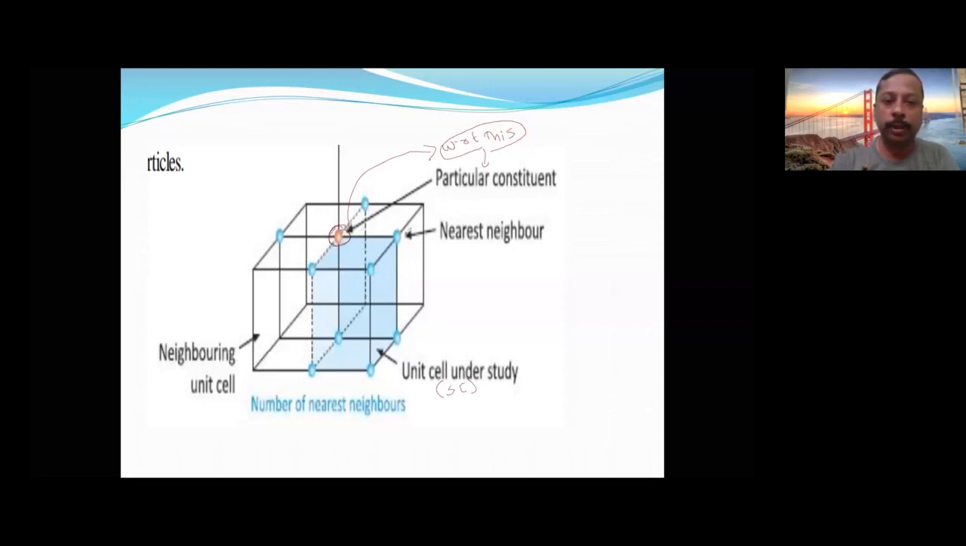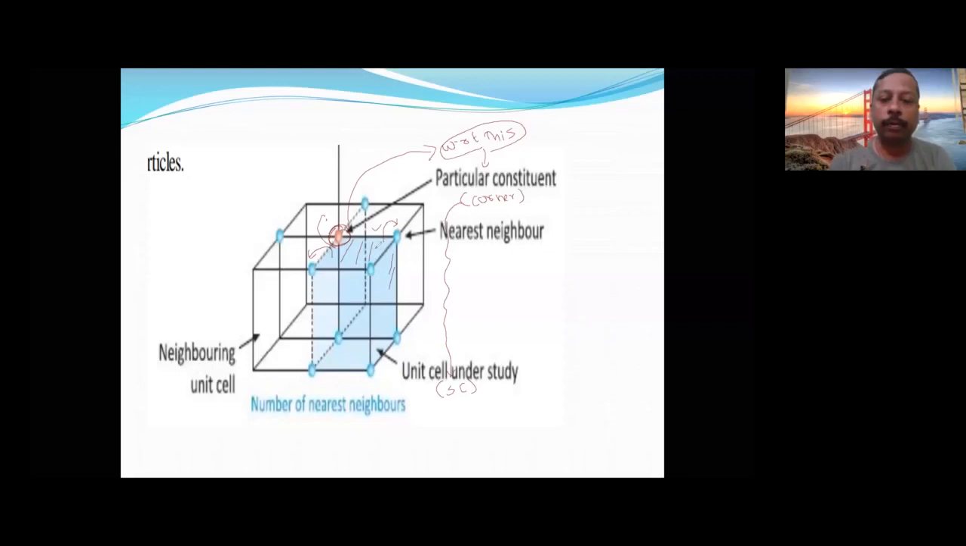Now, the nearest neighbors are these. So how many nearest neighbors are there? This is the unit cell under target, and with respect to this, it is a corner. I am taking the corner of a simple cube, and my intention is to study this unit cell only. So this is a neighbor, and this is a neighbor unit cell.